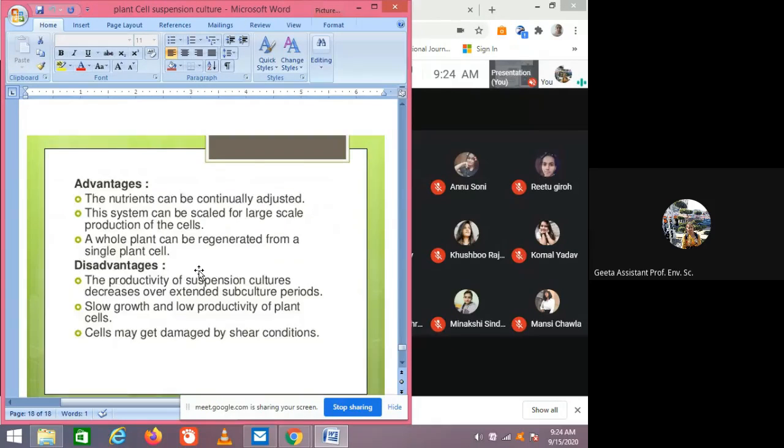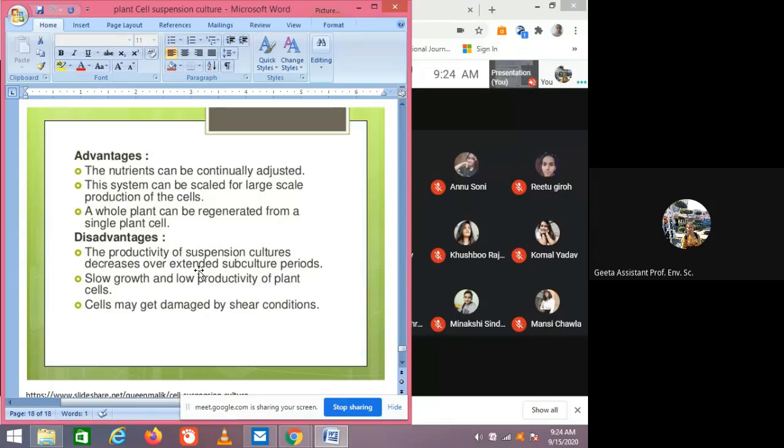Then what are the disadvantages of this system? The productivity of the suspension culture decreases over an extended subculture period. This is a major drawback. This drawback is always there. When we are culturing on solid media, there is degeneration of the system. The productivity of the suspension culture will decrease over subculturing.